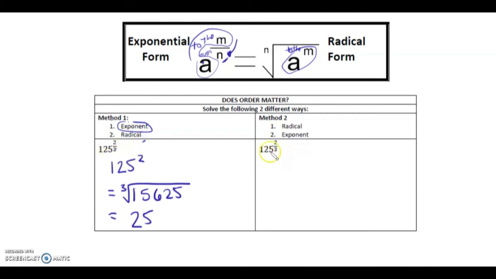Now, let's do the opposite. Let's do the radical first. So let's do 125 cube rooted. So let's apply that denominator there. Okay, 125 cube rooted is 5. Now let's apply the exponent, 25. Okay, so when we're thinking about BEDMAS, like, oh, which one do I do first in my calculator? Okay, either one, doesn't matter.